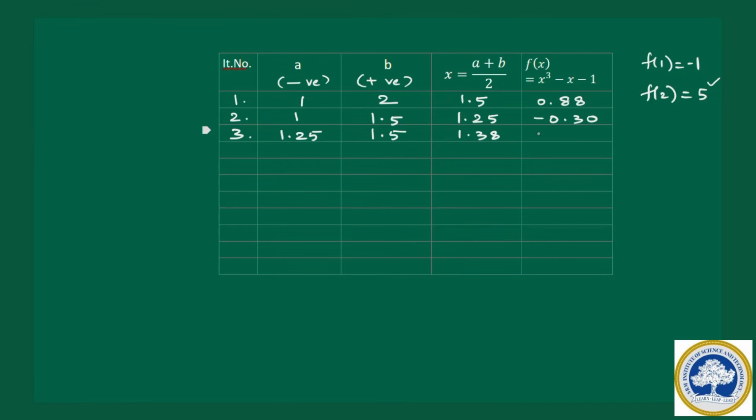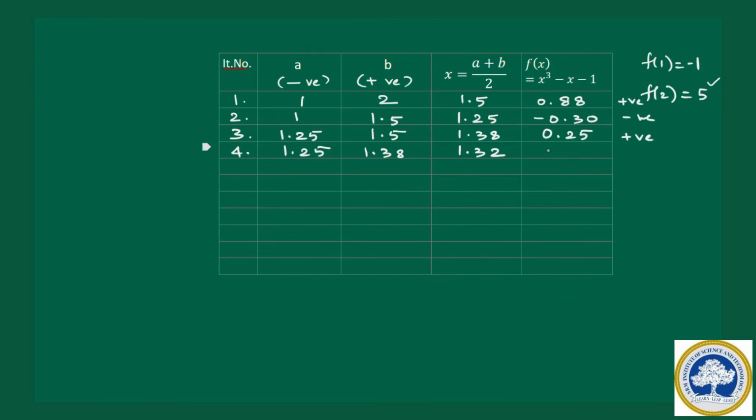Next, f of 1.38 is 0.25. Again this comes positive. For your reference, we can write positive, negative, positive. Positive means this 1.38 should be replaced here, and this 1.25 will be the same. Now again you put it in the formula: 1.25 plus 1.38 divided by 2 is 1.32.